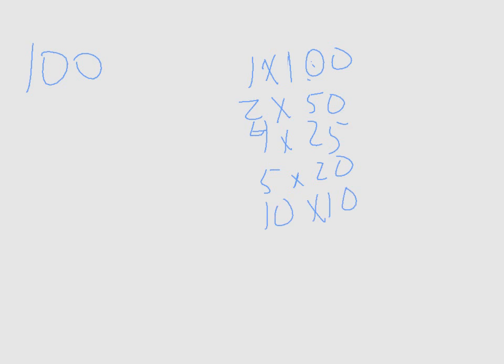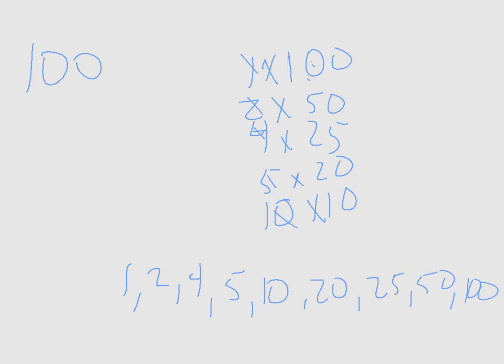And you notice if I have numbers that are the same, I've got them all. So I'm going to list them. The factors of 100 are 1, 2, 4, 5, 10, 20, 25, 50, and 100. And I just basically checked those off in order as I went.